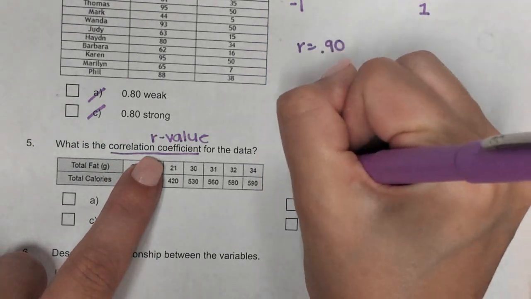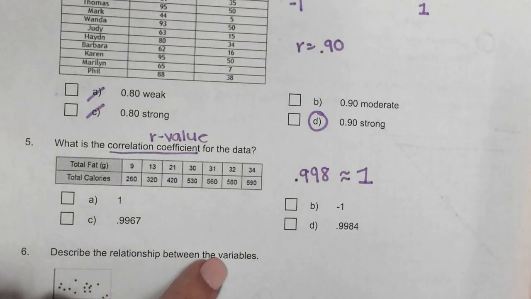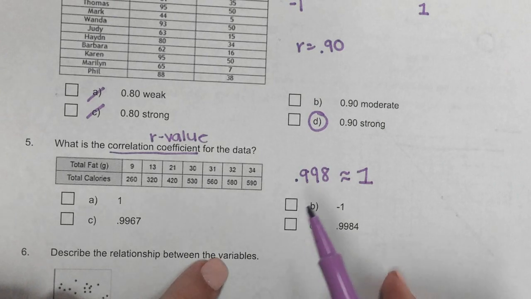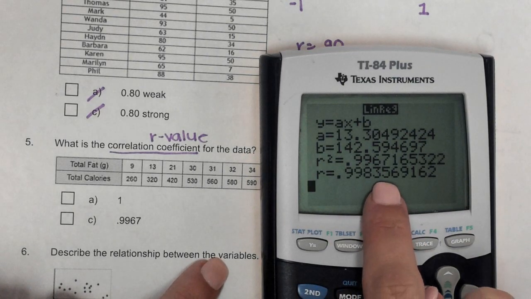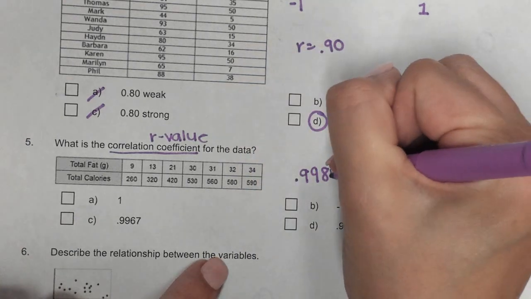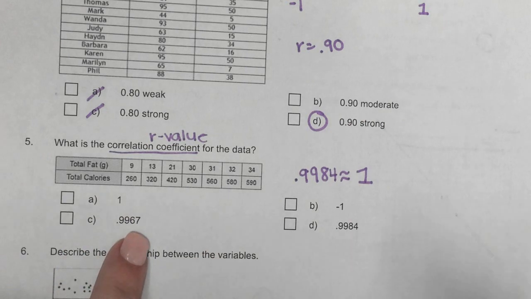So it's this 0.998, which is approximately 1. So it's positive. Now look at this, 0.9984. So here they have 2 that would have rounded up to 1, and they took it out to 4 decimal places. So be careful there.